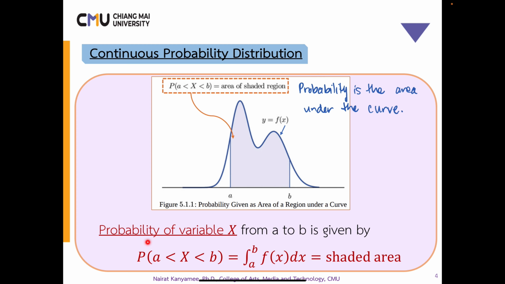We can find this kind of probability using a probability table, just like for the binomial distribution. For this, we have a probability table to help you find the value of P, which is the probability of x from a to b.